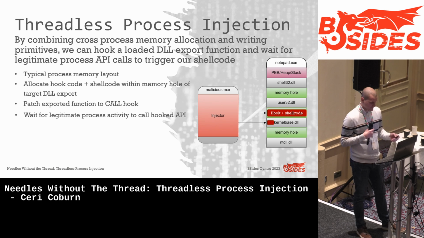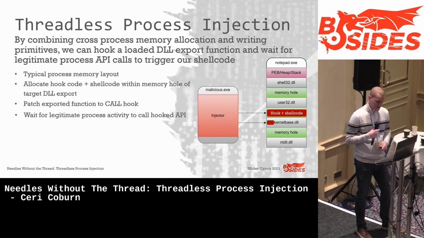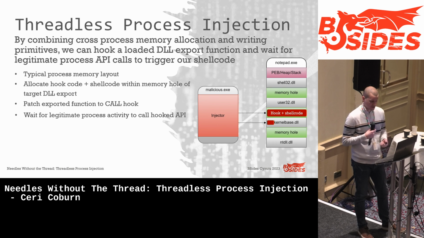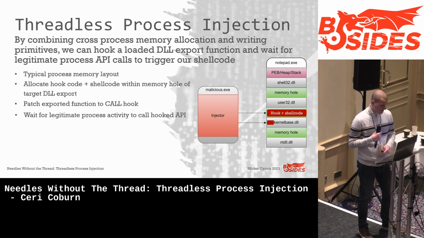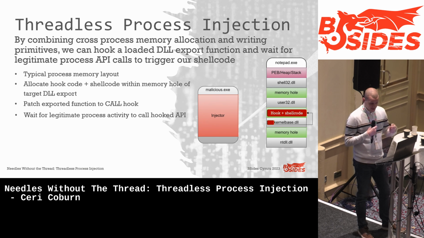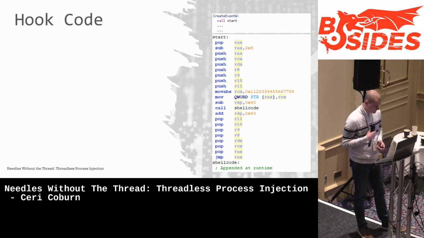And then this is the all-important factor. Once you've put your hook in place, which is followed by the shellcode, and you've patched the exported function, you're now waiting for legitimate process activity to call your API. So there's no third execution primitive, if you will. You're actually just relying on the behavior of the program to execute your shellcode. So when that actually happens, the injector is not doing any form of action cross-process. You're just waiting for that particular API to be called.